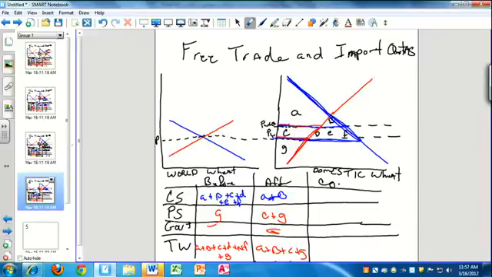What's the change? The consumer lost C, D, E, and F. The producer gained C. Government's done nothing. The overall net effect is minus D, minus E, minus F. This whole area of DEF is lost. It's an inefficiency in the market. Now, those are your graphs.